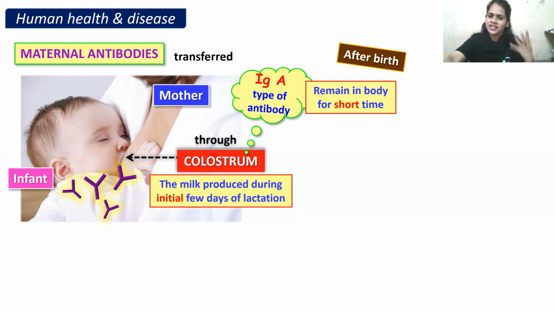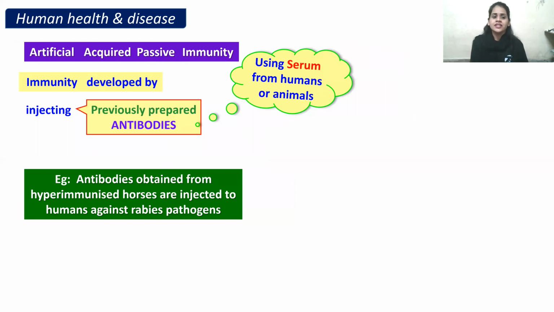After that, we have cells, we have the immune system which gets activated, right? And then our body functions on its own. So that is natural acquired passive immunity. Naturally, ready-made antibodies are given from the mother to the baby. Clear? Now let us come to the last one, that is artificial acquired passive immunity.